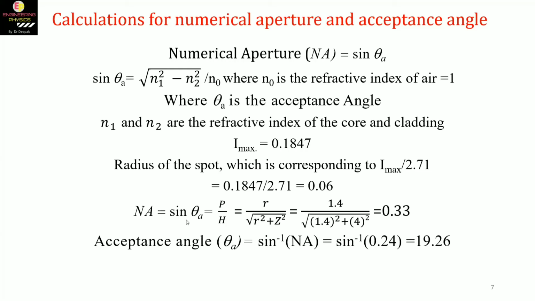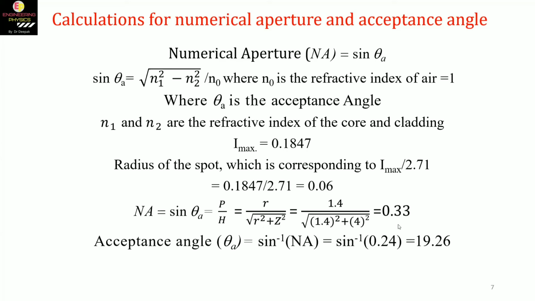So numerical aperture is equal to sine theta A, which is equal to perpendicular upon hypotenuse, which is equal to R upon square root of R square plus Z square. What is the value of R we have calculated from the graph? This is 1.4 mm. So R is equal to the square root of 1.4 square plus 4 square, where Z is the distance between the screen and the emitter side of the optical fiber.